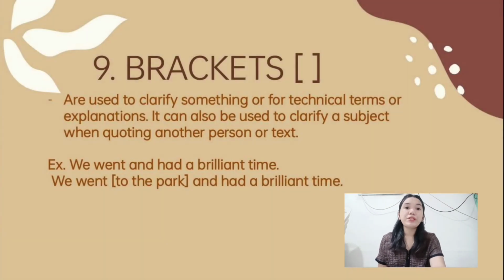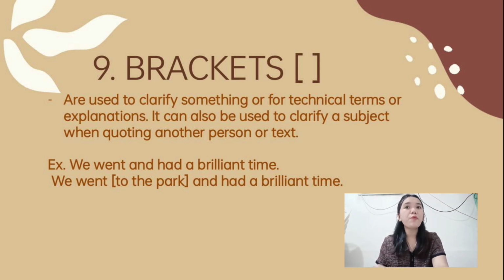The next one, number 9, is the brackets. The brackets are used to clarify something, or for technical terms or explanation. They can also be used to clarify a subject when quoting another person or text. So for example, we went and had a brilliant time. By reading the text, we can't understand the text because there is something missing.